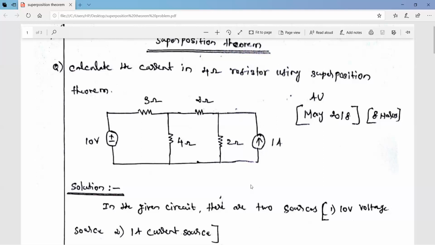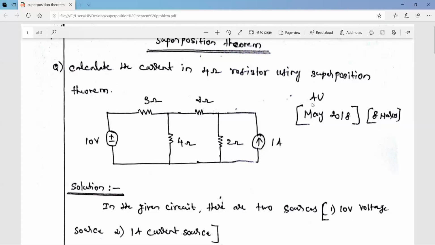The actual current flowing through this 4 ohm resistor due to both the 10 volt battery and the 1 amp source is the addition of the I dash current and the I double dash current. That is, the total current flowing through the 4 ohm resistor due to these two sources is the current due to the battery plus the current due to the current source. This is the superposition theorem. In order to solve for the current, we may use any method.